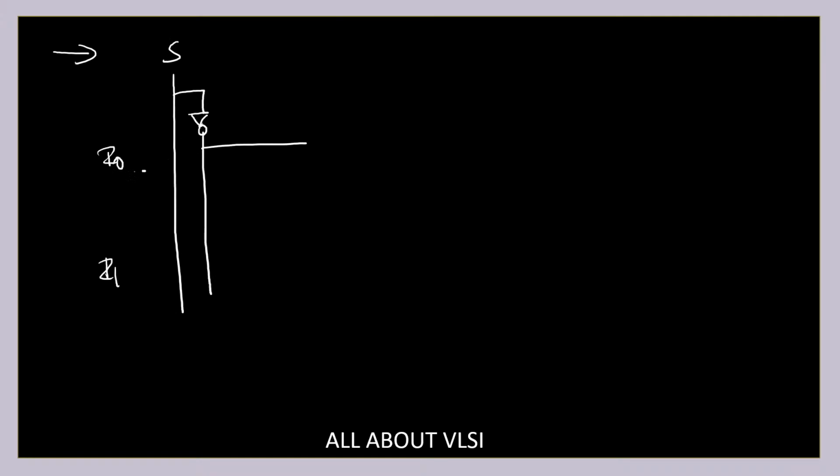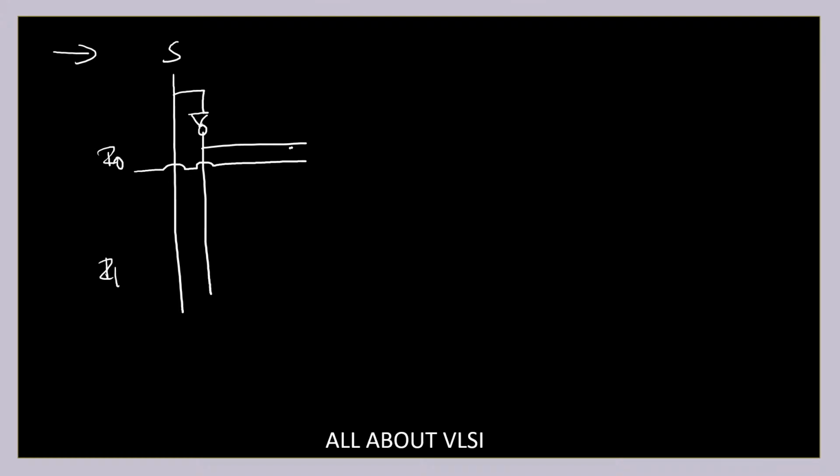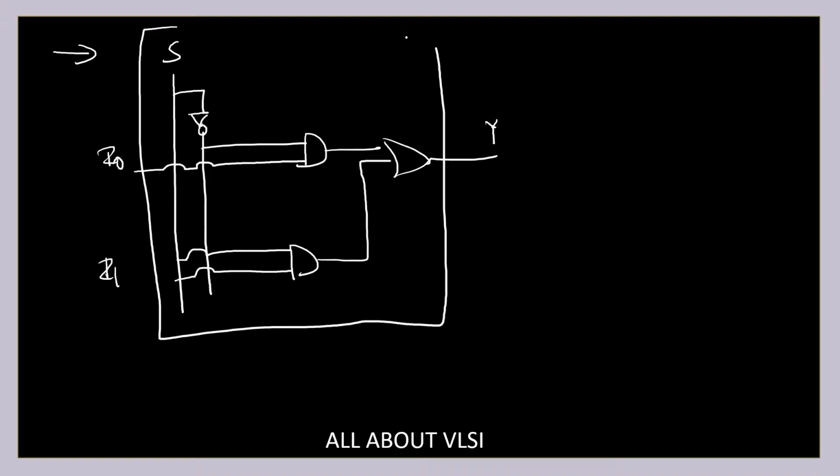S complement into I0, I'm going to take an AND operation, and next I1 into S, and I'm going to perform the OR operation. This is my output Y. So this is a simple logic diagram of a 2 cross 1 multiplexer.